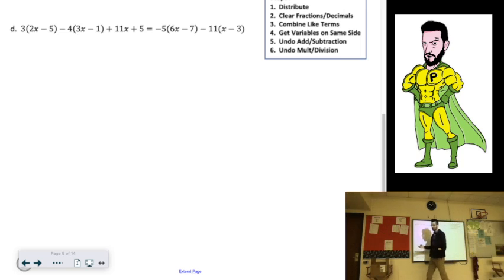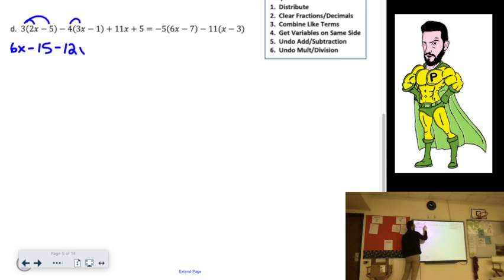So we got to distribute a lot here. 3 times 2x is 6x. 3 times negative 5 is negative 15. Negative 4 times 3x is negative 12x. Negative 4 times negative 1 is positive 4. We'll bring down the 11x plus 5.